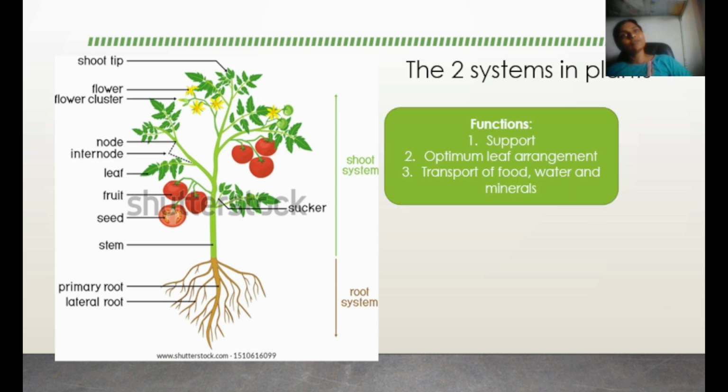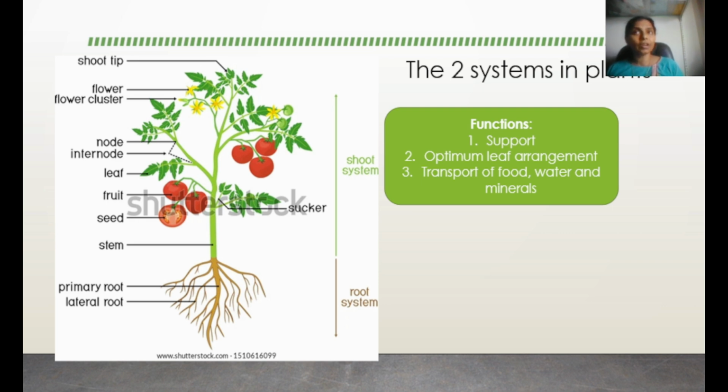So what is the function of the shoot system? The shoot system is what supports the plant. It gives support to the plant, and it bears all the other structures of the plant, like the leaves, the branches, the flowers, and the fruits. In the shoot system, the stem has leaf buds and branches arising from them, which ensures that the leaf arrangement is optimum. Optimum means most ideal, the best kind of leaf arrangement.